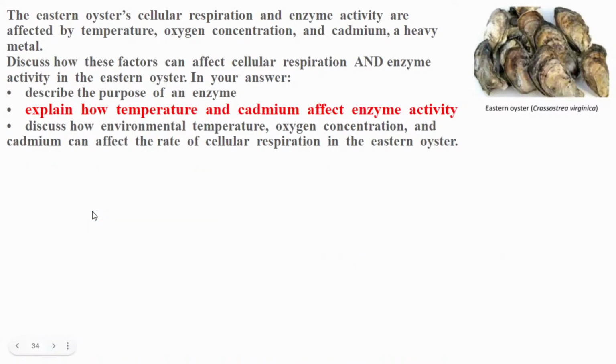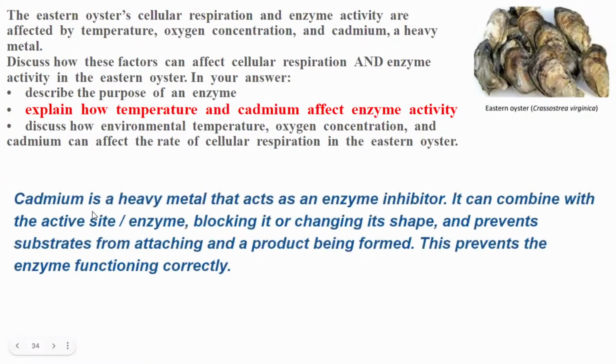Now to address cadmium. So cadmium is a heavy metal and it acts as an enzyme inhibitor. It can bind to the enzyme's active site, blocking it or changing the shape of the active site. This prevents the substrate for the enzyme from attaching to the active site. If the substrate cannot bind to the active site, then the reaction cannot be catalyzed, therefore a product cannot be formed. So this prevents the enzyme from functioning correctly.